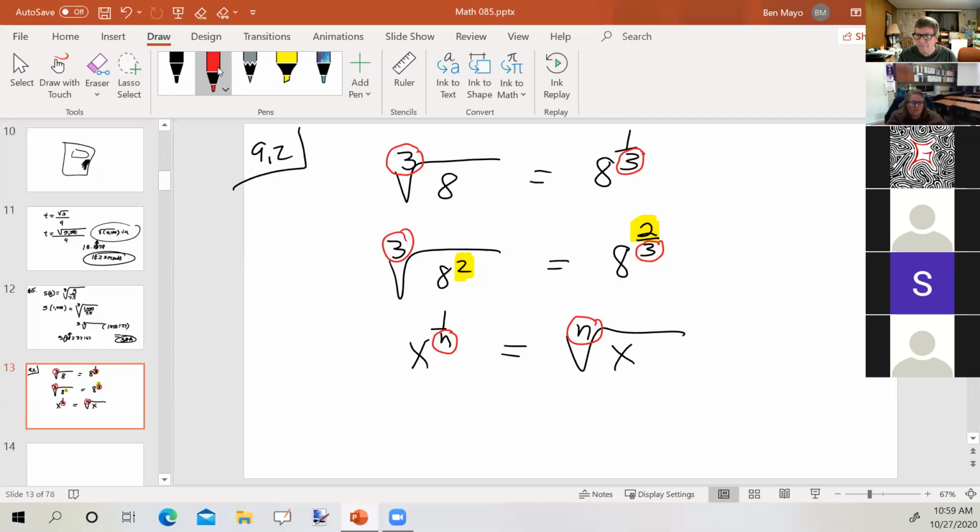All right. I have one question about this. Yes, Roger. So for one that's like 8 to the 1/3, would the answer be like 2.33? Nope.